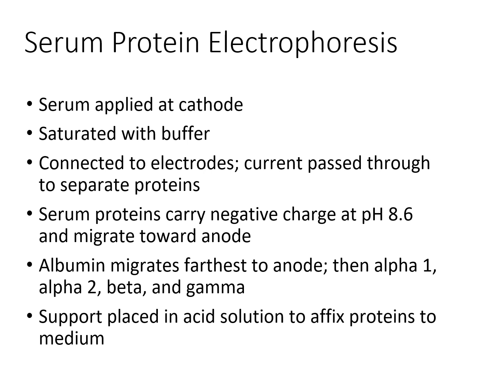So the protein migration order, albumin migrates the farthest toward the anode, followed by alpha-1 globulins, then alpha-2 globulins, and then beta globulins, and then gamma immunoglobulins, which migrate the least. So fixation, after migration, the support medium is placed in an acid solution to help fix the proteins to the medium for further staining and analysis.